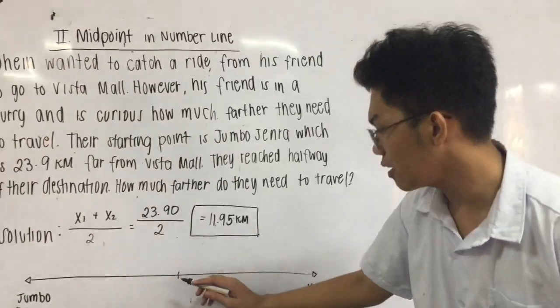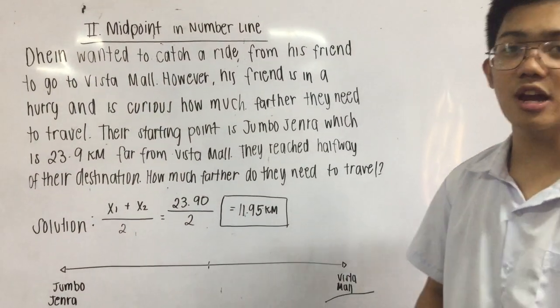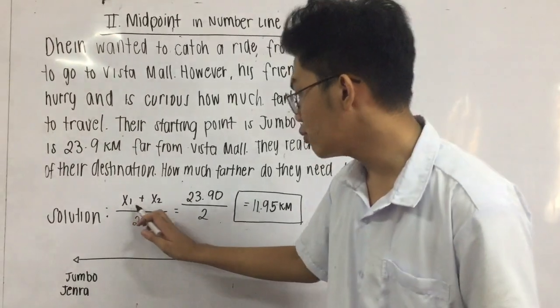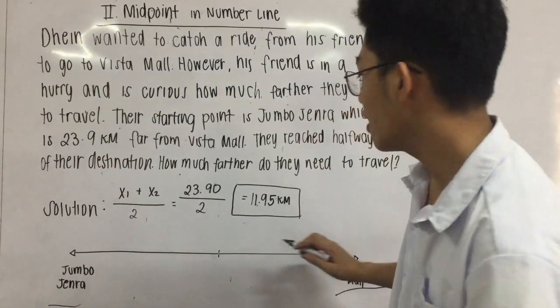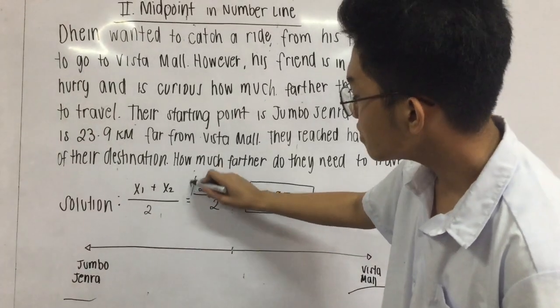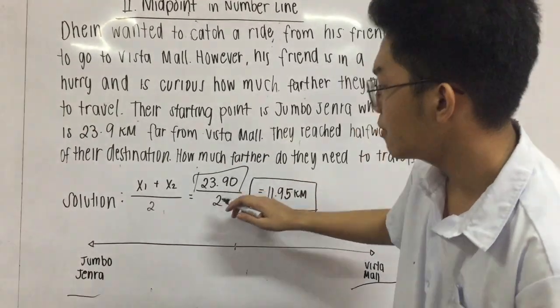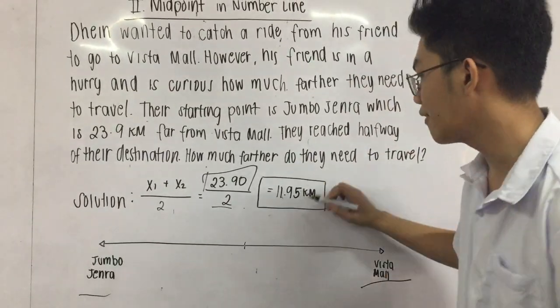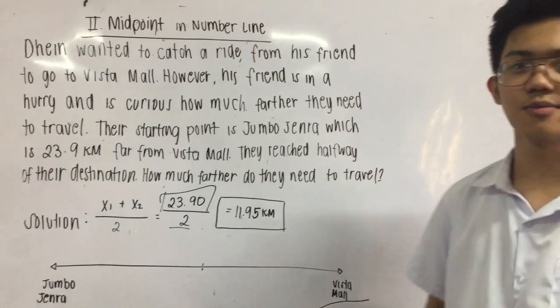So they reached halfway of the destination, which is the midpoint. And they're asking how much more they need to travel. So their starting point is x sub 1 and x sub 2. However, we already have the final answer of 23.9. And we will divide it by 2 to get the midpoint. The answer will be 11.95 kilometers. And that is the midpoint.